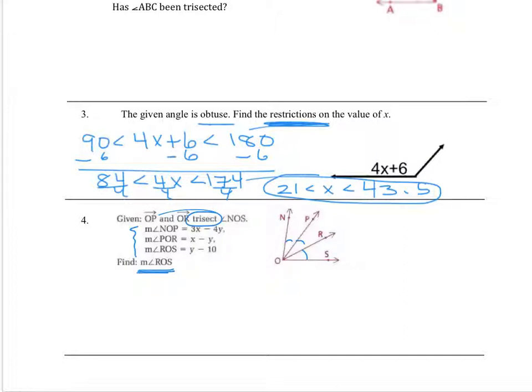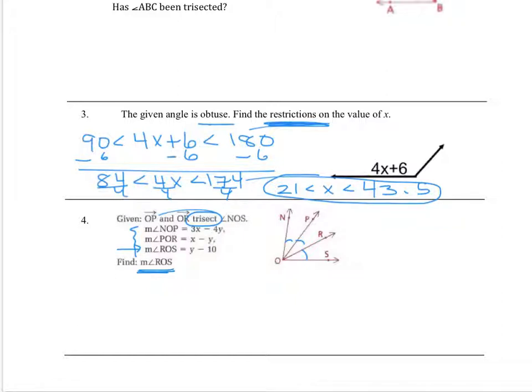So we can see that the measure of ROS is y minus 10, but we want to know what is that number. Okay, so if we know that these 3 angles are congruent, we can set up a system of equations here. So notice here, we have x's and y's all over the place. Whenever you see x's and y's like that, or 2 variables like that, a trigger should go off in your head that it's time, we're going to set up a system of equations here.